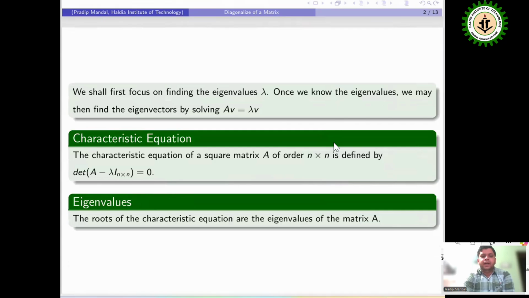Now, for finding eigenvalues, first we need the characteristic equation. The characteristic equation of a square matrix A of order n cross n is defined by the determinant of A minus lambda times the identity matrix of order n cross n equals 0. The roots of the characteristic equation are the eigenvalues of the matrix.